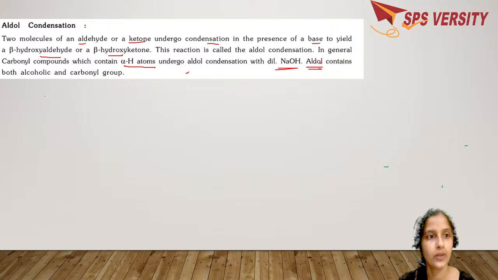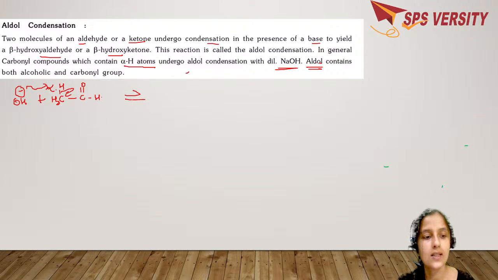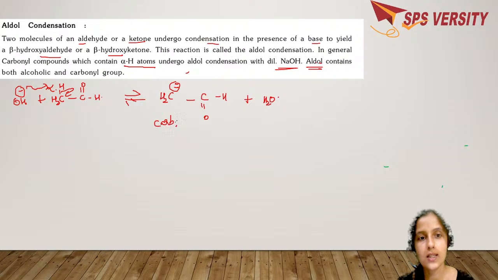In the first step, we have a base over here. I'll take CH3CHO, that is CH3 and C double bond O, H. This is the alpha hydrogen. This reacts in the presence of a base. The base is OH minus. It abstracts a proton and this bond shifts here. This is a slow reaction. And you get CH2 minus and C double bond O and H, resulting in the formation of water. This is a carbon bearing a negative charge. This is a carbanion.